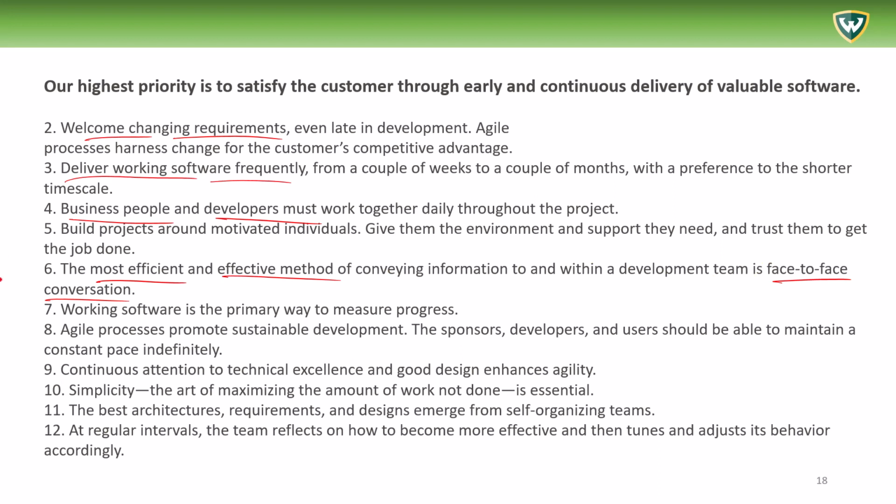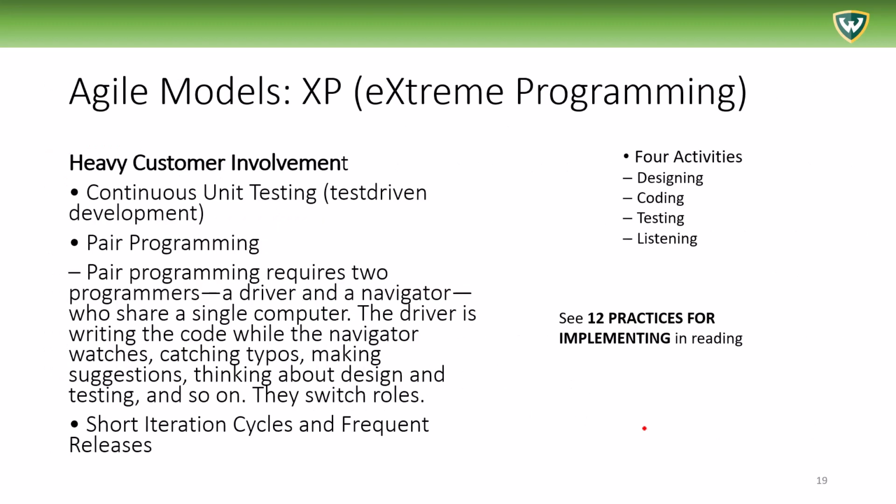I noticed that I'm going over all of these kind of quickly. Working software is how you measure progress. Agile processes promote sustainable development, supposedly. Continuous attention to technical excellence, simplicity. The best architectures, requirements, and designs emerge from self-organizing teams. So it's an interesting thing about agile development, they let the team be more self-organized. At regular intervals, the team reflects on how to become more effective. These iterations and pauses for reflection are characteristic of it, which is important.